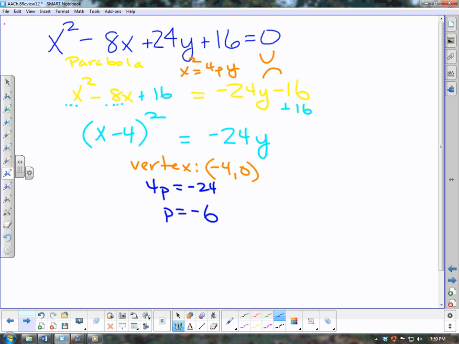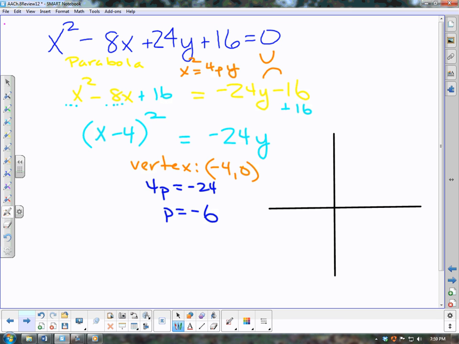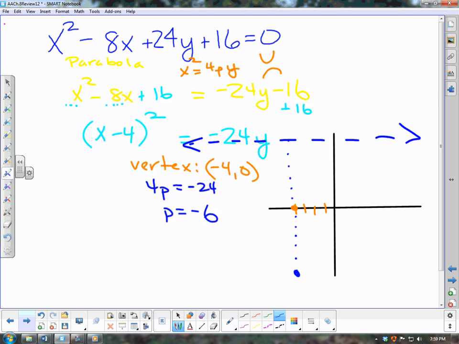And so then sketching this graph, negative 4, 0. P is a negative 6, so that means 1, 2, 3, 4, 5, 6 is the focus, and 1, 2, 6 is the directrix line.